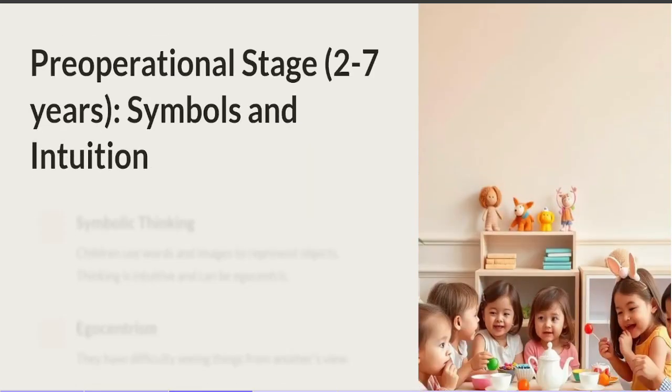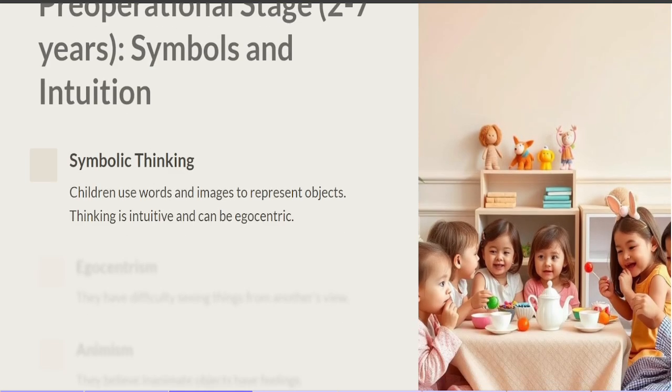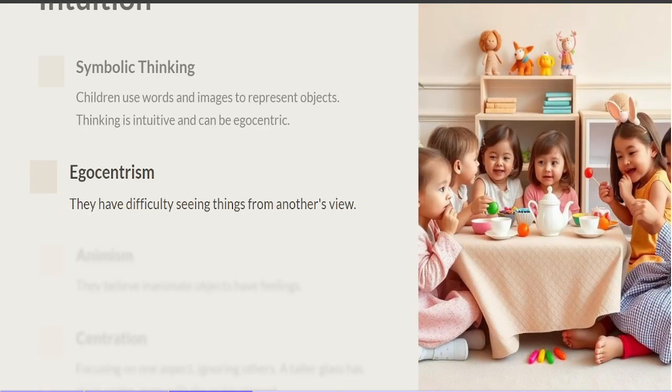Next is the pre-operational stage, which is considered between 2 to 7 years. Symbol and intuition: symbolic thinking is in this stage. Children use words and images to represent objects. Thinking is intuitive here and can be egocentric as well. What is egocentrism? They have difficulty seeing things from another's view. They have their own views and they are stuck on that.